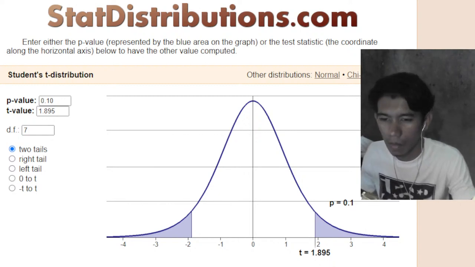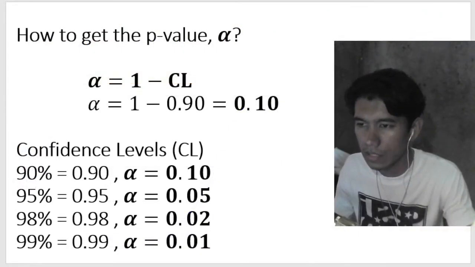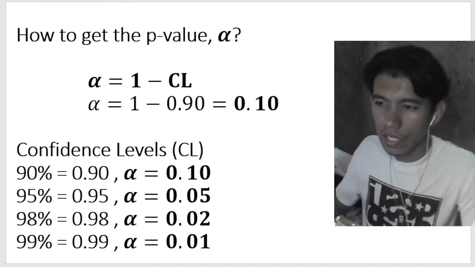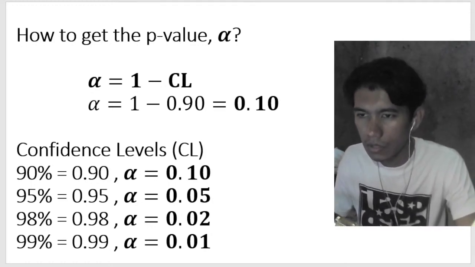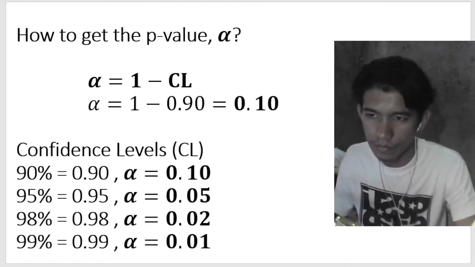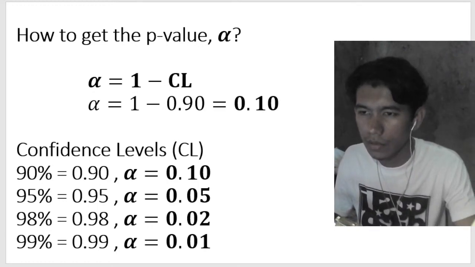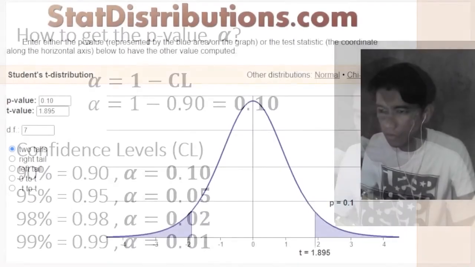Again, let's recap what just happened here. We decided that we are going to use the confidence level 90%. If the confidence level is 90%, we subtract 0.9 from 1 and it becomes 0.10. Now this 0.10 will be our p-value, and we're going to type that into our software.